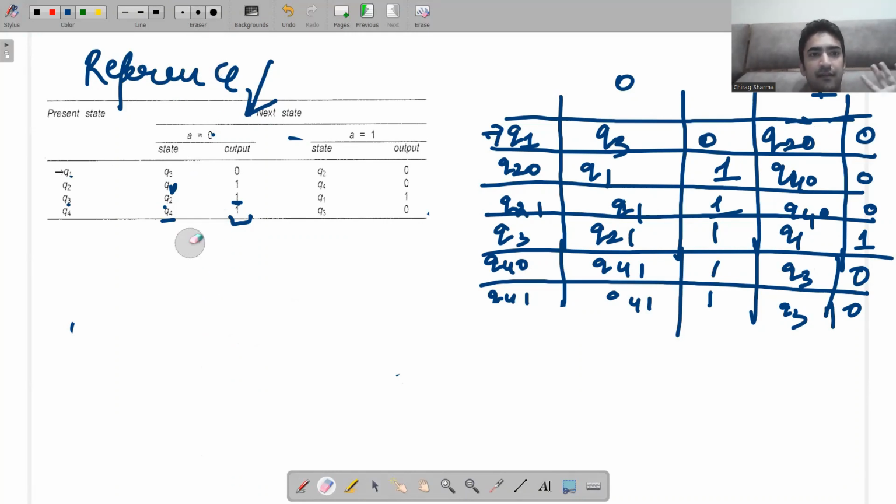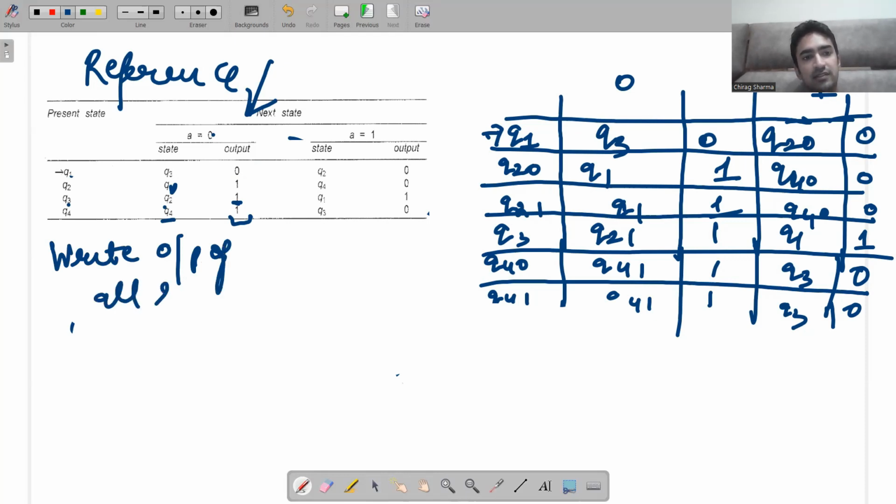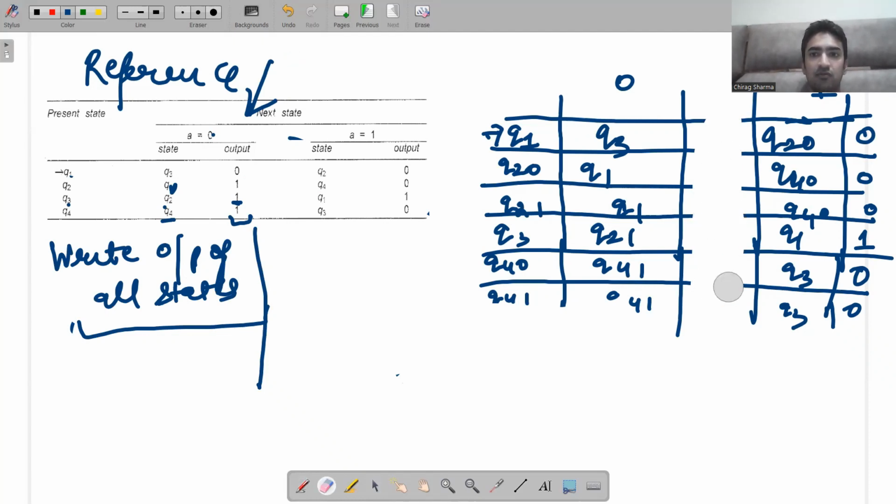Now after the table is made, you have to write the output of all states. Just write the output of all states, and your conversion is done. Guys, when you are converting from Mealy to Moore, you are not concerned with transitions. So I will just remove the transition outputs directly.